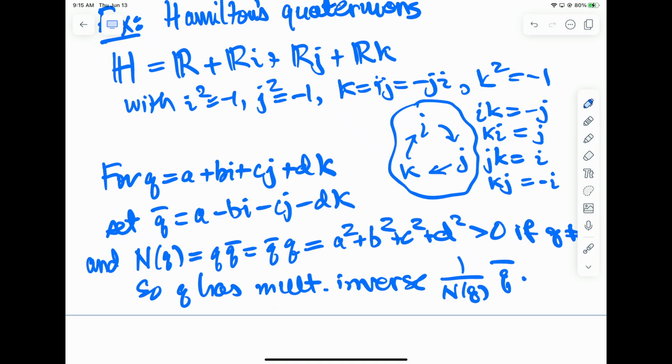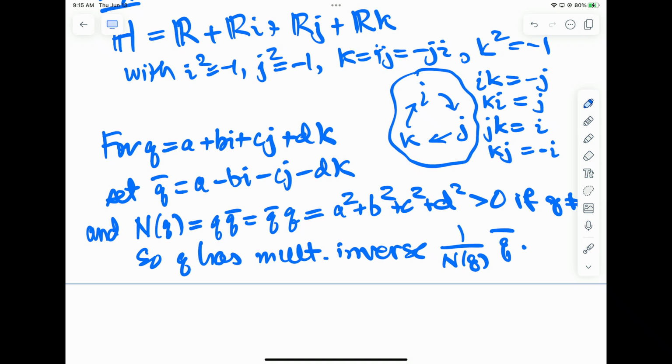Other thing to comment on, the only elements that commute with everything are the real numbers. So as in group theory, the stuff that commutes with everything is called the center. So the center of H is the real numbers. We call it an R-central division ring, or a finite dimensional R-central division ring, dimension 4.